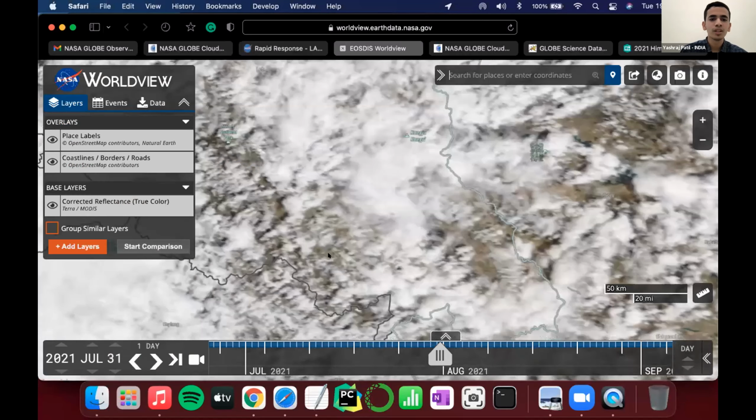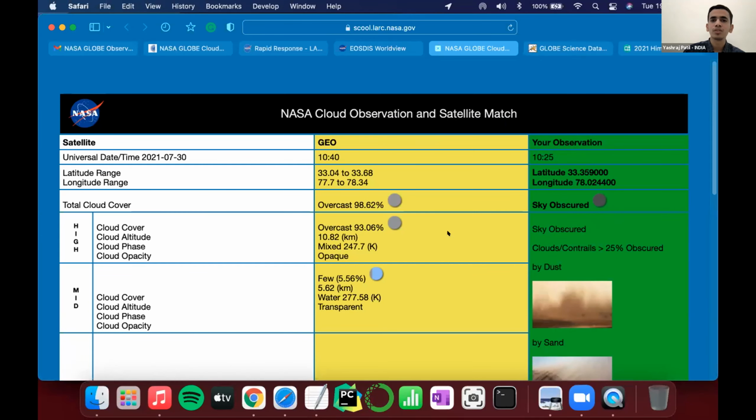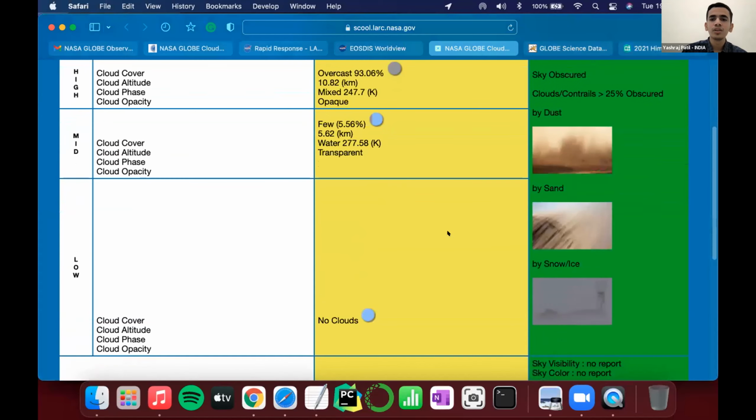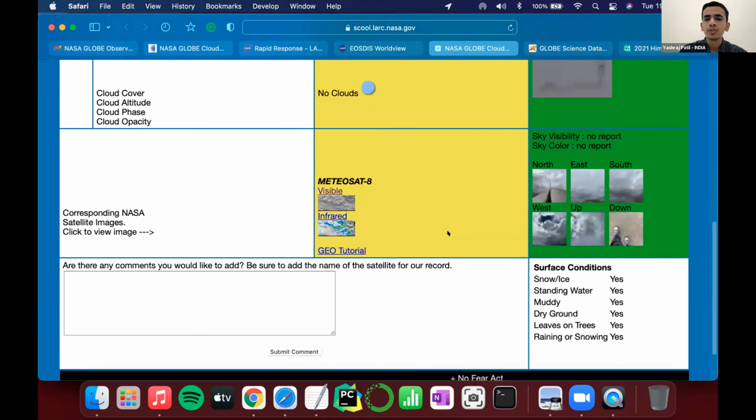And this was that period of the world view that I got access to. And this is the geo satellite. Obviously the geo satellite never moves, it's still in its orbit, so it got matched anytime whenever you share, or whenever you upload that cloud data over here.